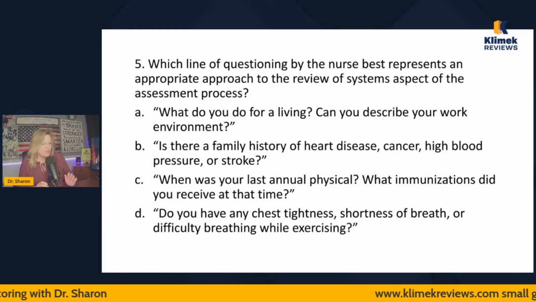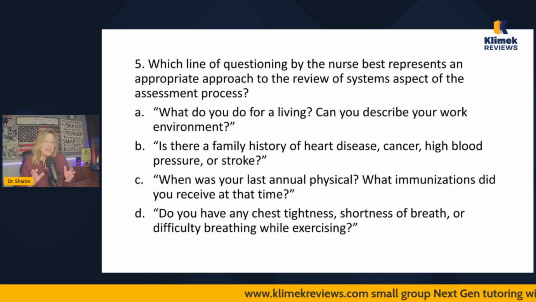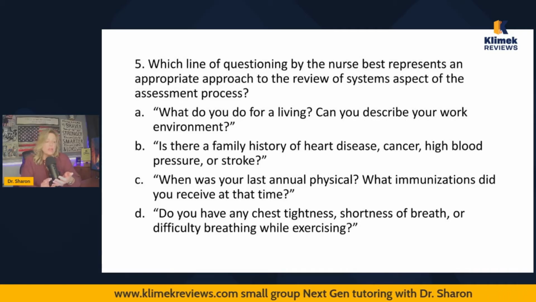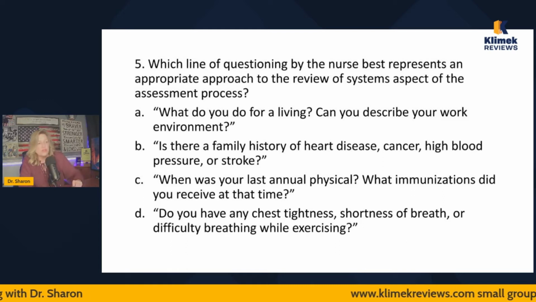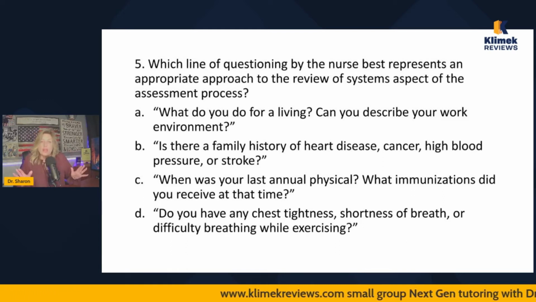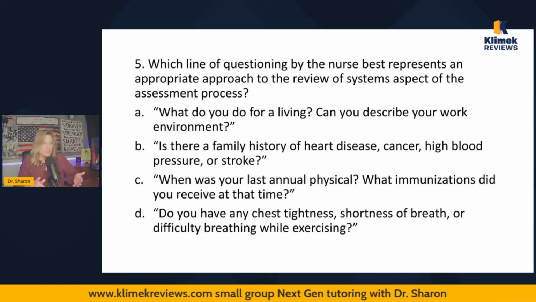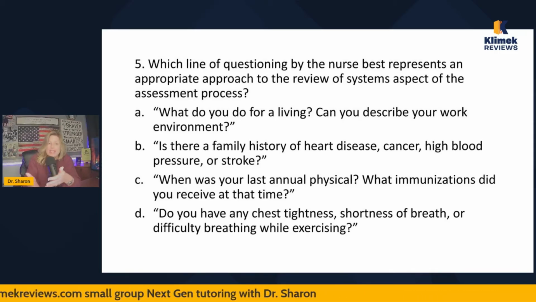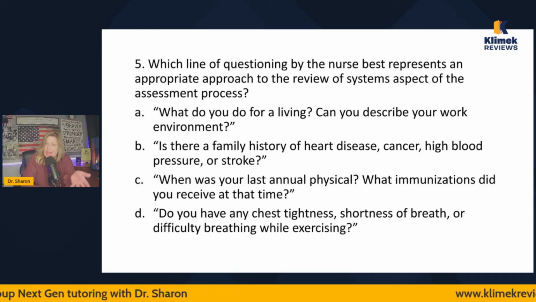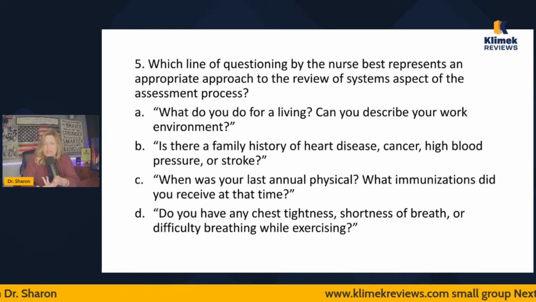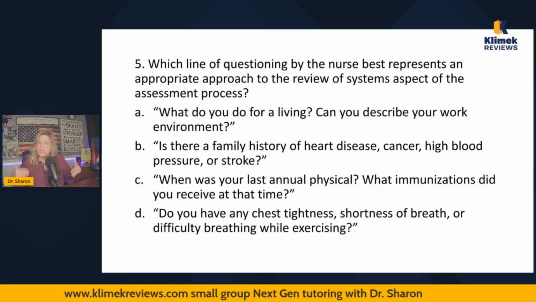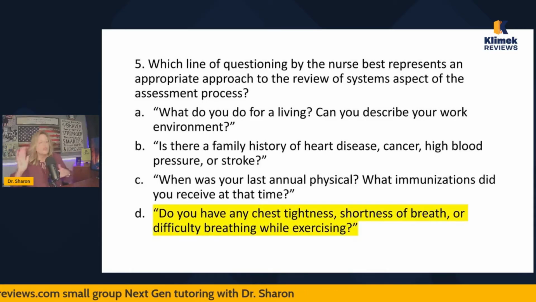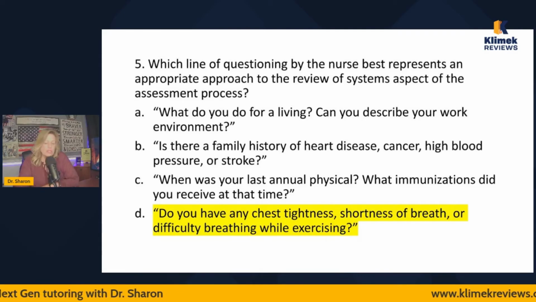Do you have any chest tightness, shortness of breath, or difficulty breathing while exercising? So that is only reviewing one body system. But it says which line of questioning by the nurse best represents an appropriate approach to the review of systems. D is the only one that is an appropriate approach to review a system. So you ask them specific questions about body systems. This is asking specific questions about a body system. Do you have any chest pain, shortness of breath, constipation, diarrhea, difficulty urinating, difficulty getting your stream started? Do you see how I'm asking specific questions related to their body systems? So the correct answer is D. So make sure you know what a review of systems is.